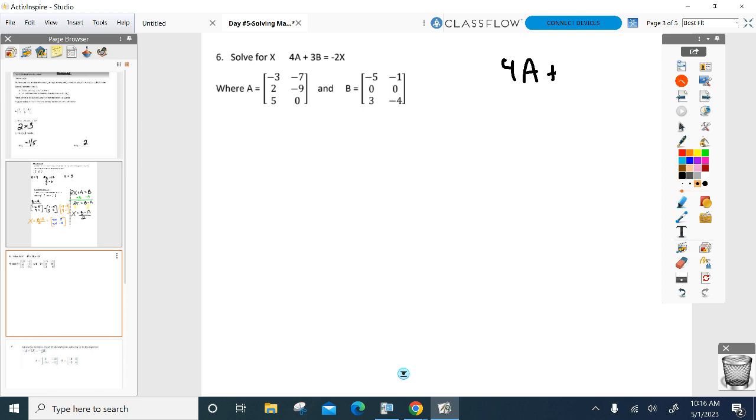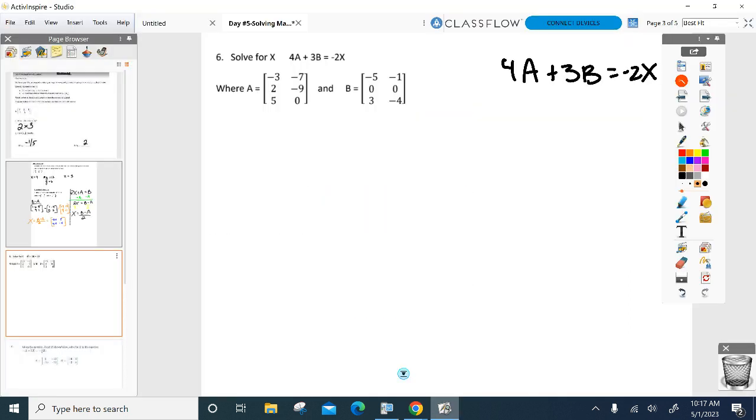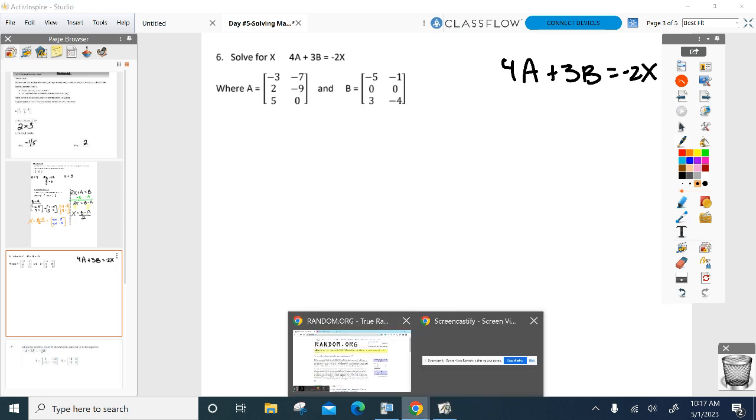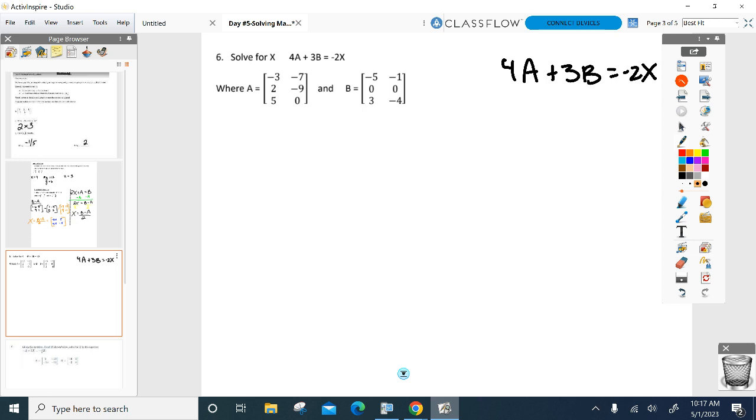4a plus 3b equals negative 2x. All right, don't do anything with the matrices. Solve this equation for x. What do I have to do on both sides? Divide by negative 2. Perfect.